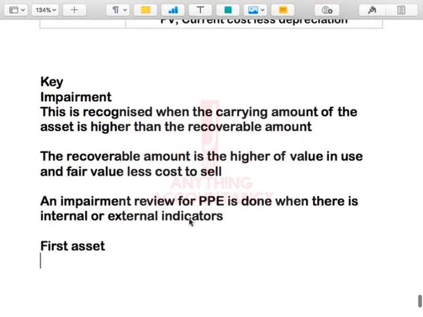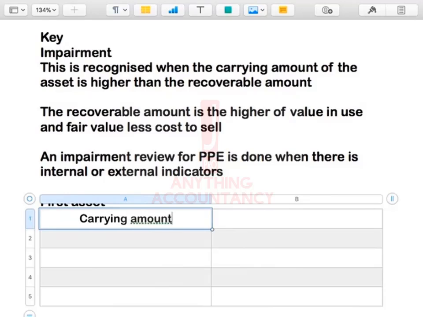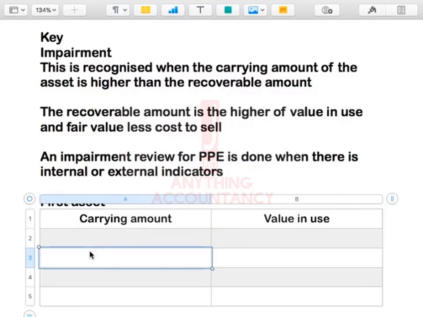Okay, now, the first asset: how much is the value in use? Let me just break it down like this. You have the carrying amount, and you have the value in use. So your impairment is how much?